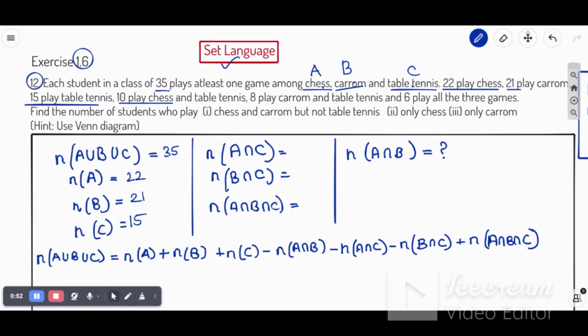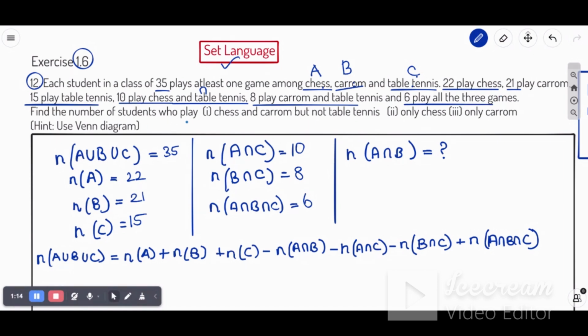Now 10 play chess and table tennis. And means intersection. So chess and table tennis, A intersection C is 10. And then 8 play carrom and table tennis. Carrom and table tennis is B and C, so that is B intersection C. 6 play all the 3 games. So these are the given steps.